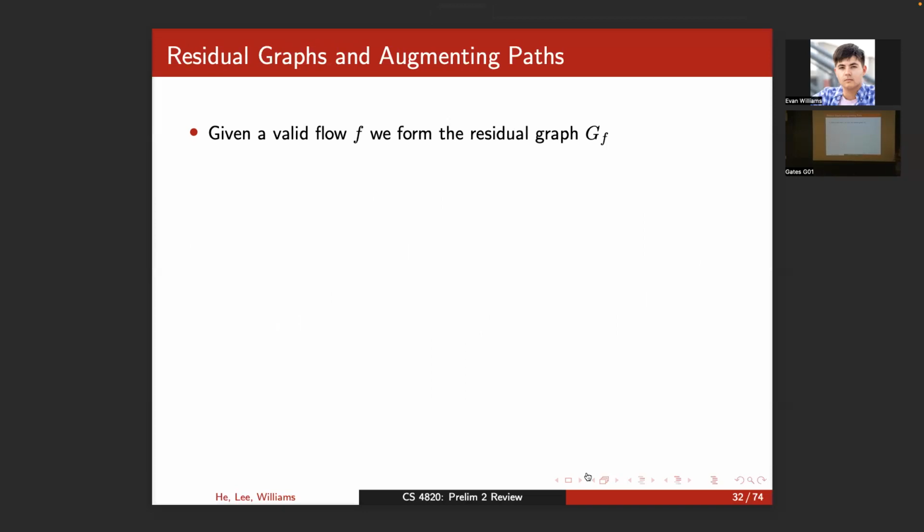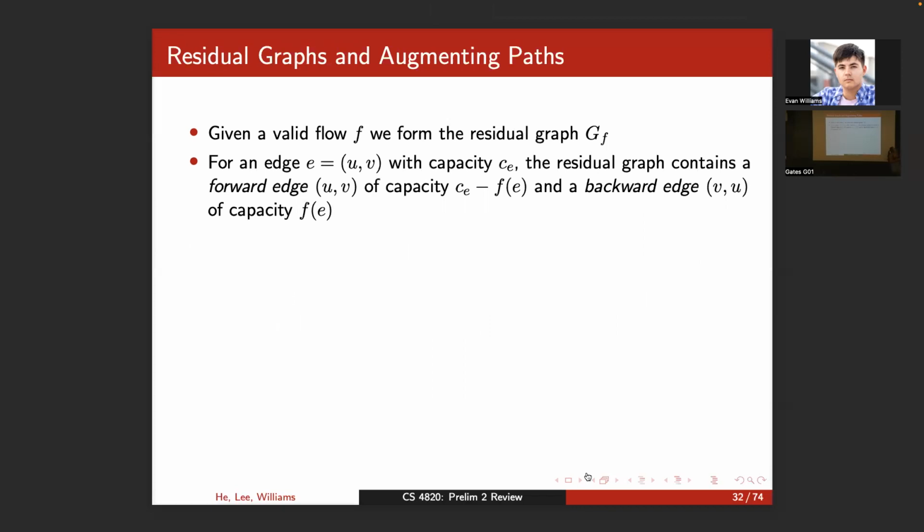Okay. So residual graphs and augmenting paths. Given a valid flow f, we're going to form a residual graph G_f. What that's going to look like is you're going to have backwards and forwards edges. For an edge e with a capacity c_e, the residual graph is going to contain a forward edge for the amount of flow that we can still push, which is basically capacity minus flow, and then a backwards edge for the flow that we can push back. That's a more intuitive way of thinking about it instead of just looking at the numbers up here. So a forwards edge is the amount of flow that we can push forward, and a backwards edge is the flow that we are already pushing forward, so we can push back if necessary.